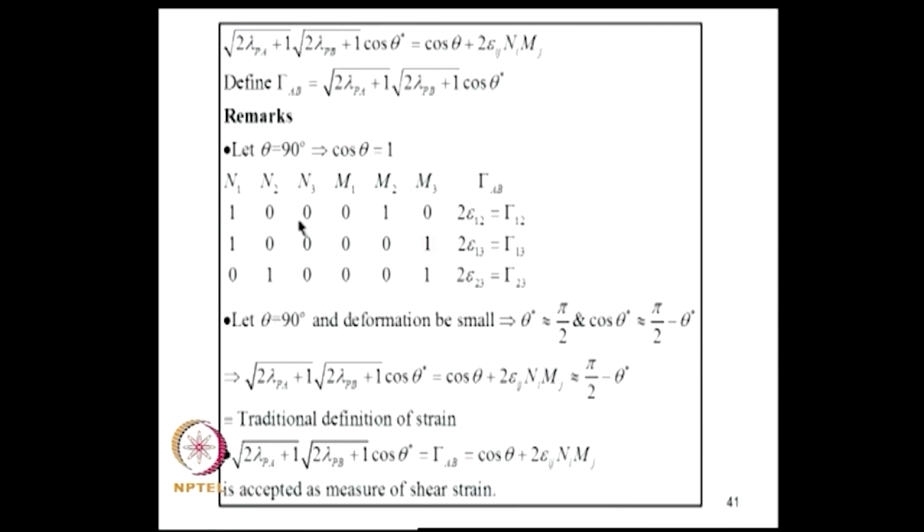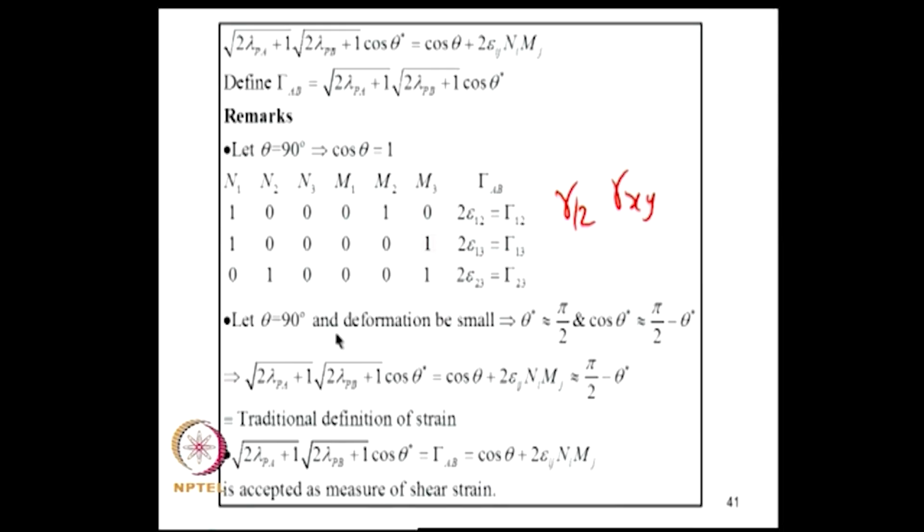One of the line segments is aligned with the x axis, the other one with the y axis. If you compute gamma AB, it turns out to be 2 epsilon 12, which is gamma 12 in engineering notation, or gamma xy if you use xyz notation. Similarly, if you take a line segment along the x axis and a line segment along the z axis, gamma AB turns out to be 2 epsilon 13.